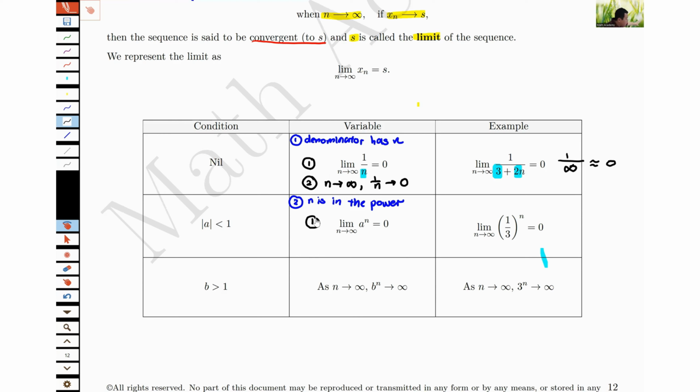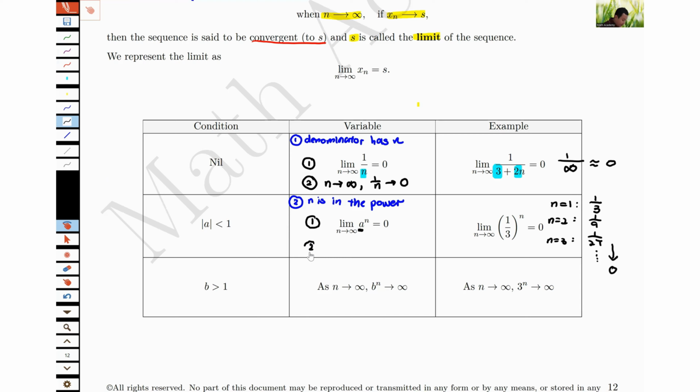Okay, so second one again, if n is in the power, a power n will become 0. Let's try to visualize a little bit on the right-hand side. What happens when n is 1? When n is 1, your term is 1/3. When n is 2, your term becomes 1/9. When n is 3, it becomes 1 over 27. So your values get smaller and smaller. It will tend to 0. As long as the value in the base is a number smaller than 1, your value will get smaller and smaller and will tend to 0.